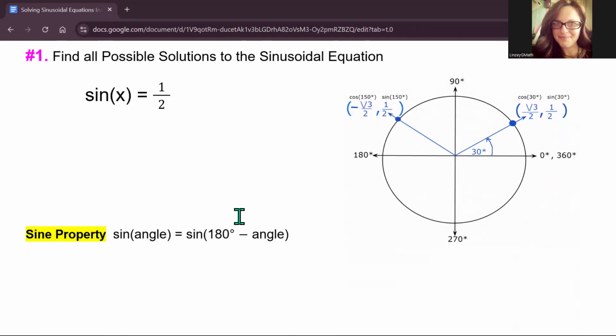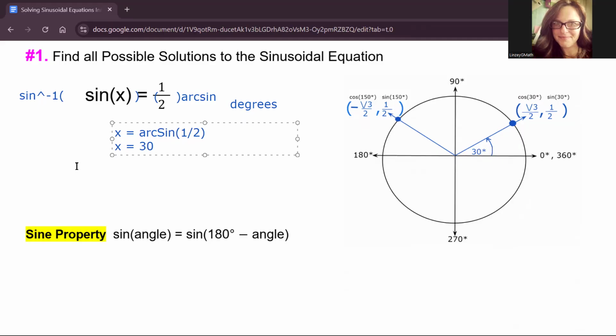Number 1, find all possible solutions to the equation. Sine of x is equal to 1/2, where x, what we're solving for, is an angle. In order to solve, we need to take inverse sine or arc sine of both sides of our equal sign. And we'll make sure that we are in degrees in our calculator. Inverse sine and sine cancel out, and we're left with x is equal to arc sine of 1/2. And we get x is equal to 30 degrees.